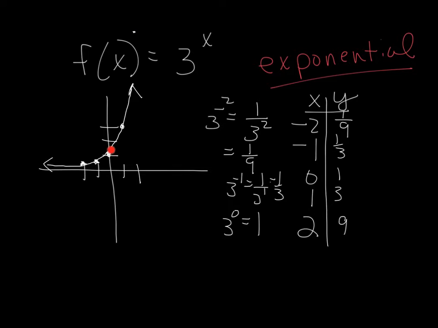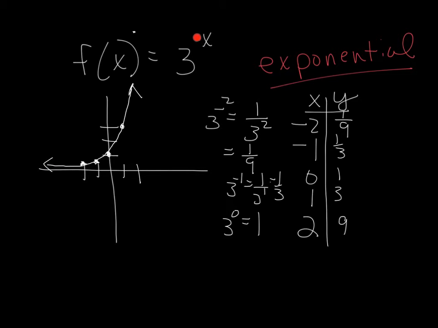More interesting though is what's happening this way. In other words, as I make x more negative, if I put a -3, a -4, what's going to happen is these fractions keep getting smaller and smaller. It'll be, instead of 1/3, 1/9, it'll be 1/27, and so on. But it's never going to get to 0.